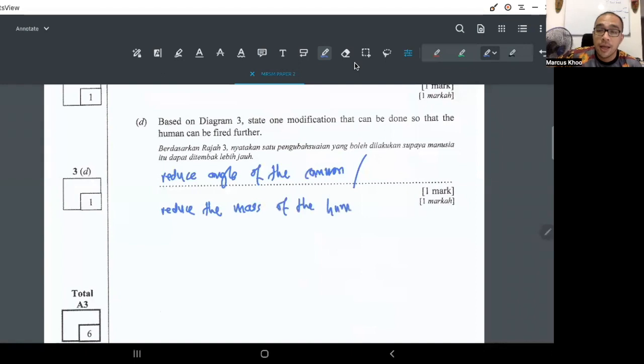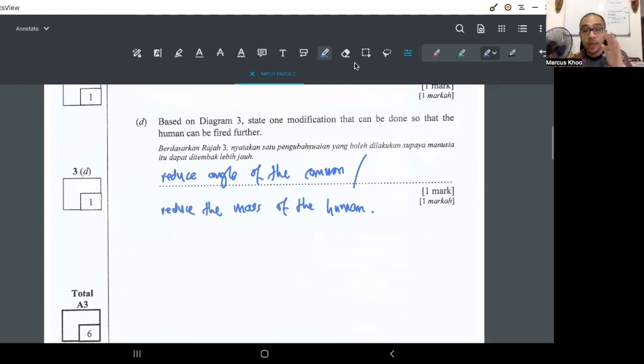Okay, either by dieting or change person lah, use somebody lighter. But 50 kg is pretty light actually. If you go with somebody lighter, senang dia terbang lah. Ini logic, very logical. Use somebody that's very light.